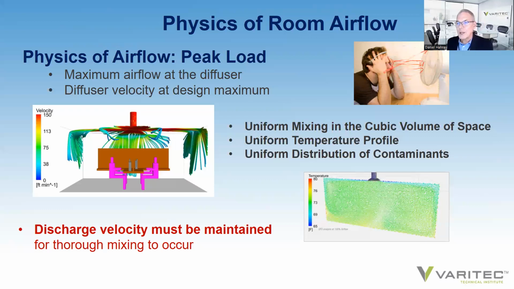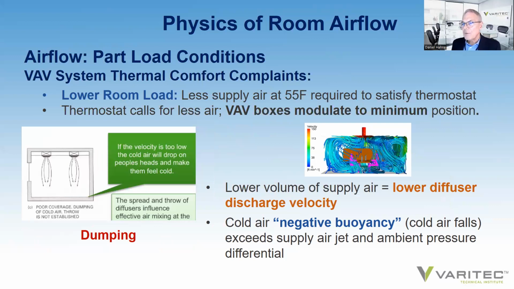So looking at some CFD models, in order to create uniform mixing, we have to have proper velocity discharge at the diffusers. If you look, however, at a VAV system, when we're at part load, all of a sudden the air to the diffusers is restricted by a variable air volume box as a damper approaches a closed position because the room air thermostat is satisfied. As that thermostat controls the damper to a closed position, air is restricted, discharge velocity out of the diffusers is reduced, and consequently negative buoyancy takes over and air begins to drop into a space.